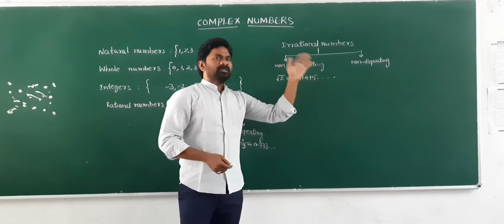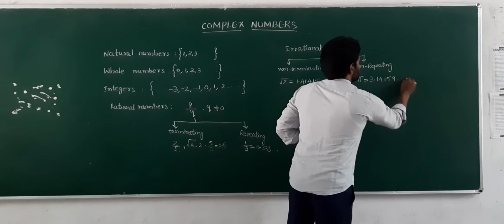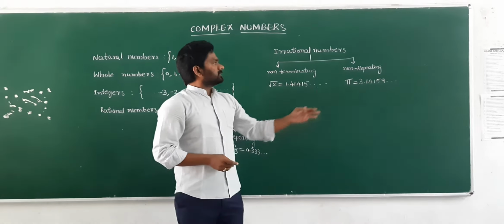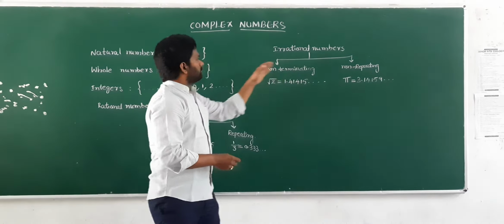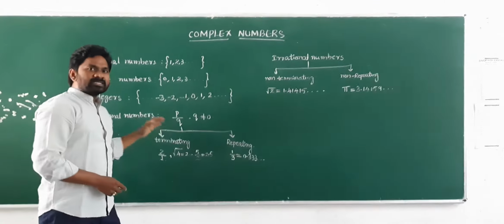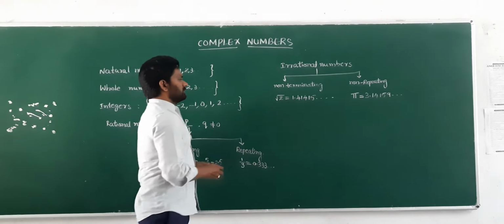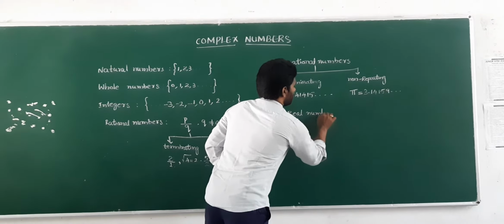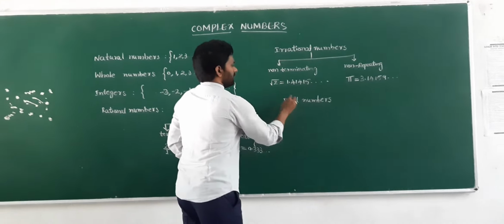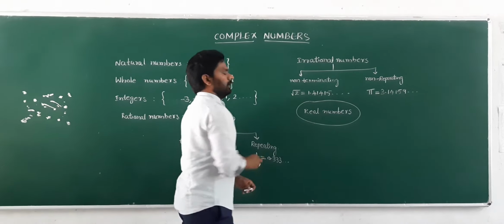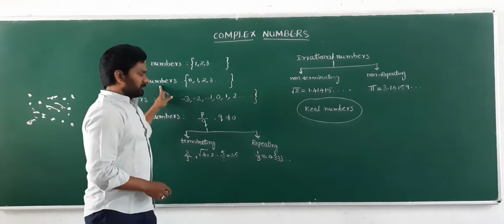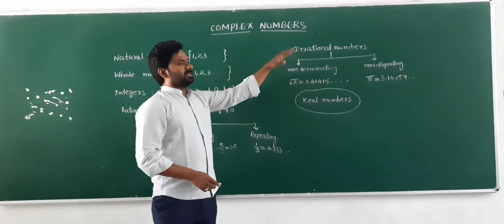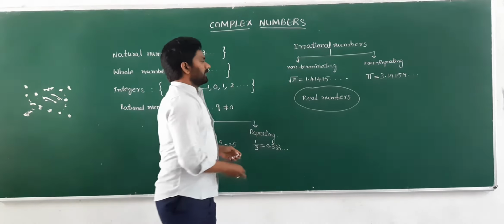So what are the non-repeating ones? We have the value of pi. What is the value of pi? 3.14159 and so on, which is non-repeating. So we already know that these are all numbers, and all these numbers are called real numbers. The real numbers are natural numbers, whole numbers, integers, rational and irrational numbers. All these are called real numbers.